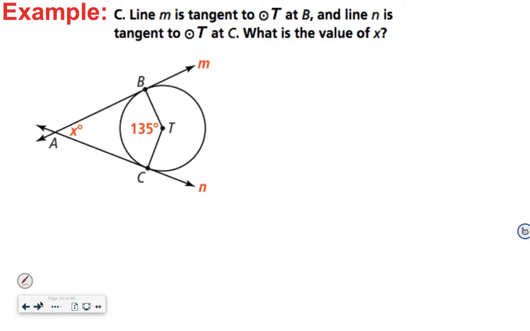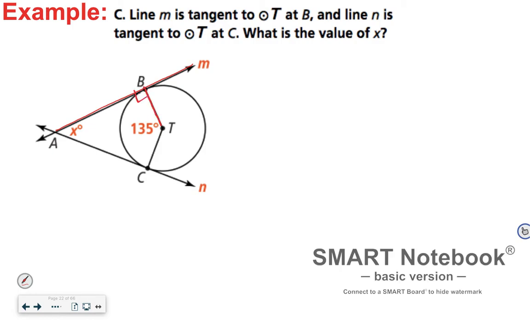Line M is tangent to circle T. Here we go. This is line M and this is tangent. If this is tangent, then the segment which is coming from the center is going to be perpendicular to the tangent line.